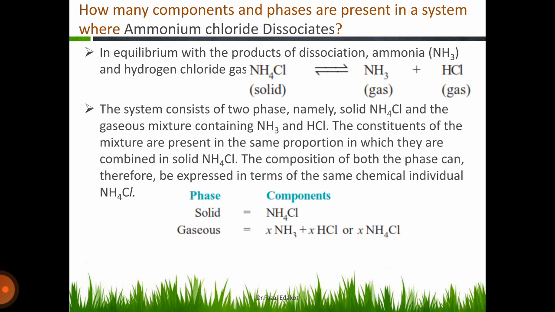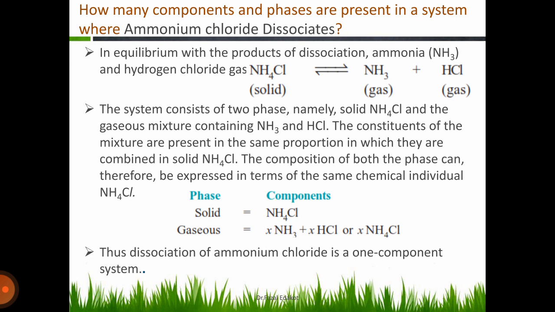Need not be NH3 plus HCl, because they dissociate in 1:1 ratio. So only NH4Cl is more than sufficient. What is the component? It is the least number of chemical species. So thus the dissociation of ammonium chloride is a one component system.